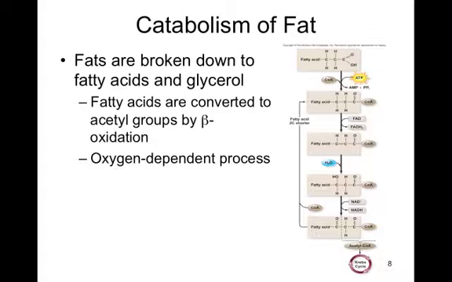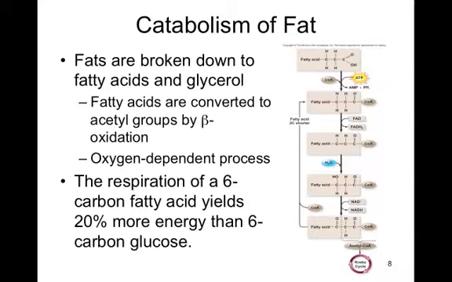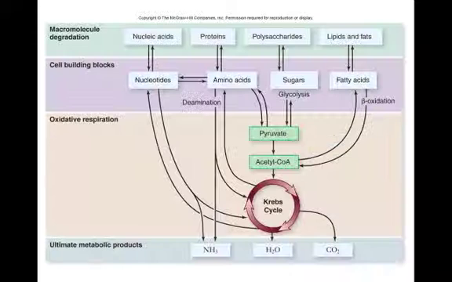Fat is broken down into fatty acids and glycerol. Those fatty acids are going to be converted into 2-carbon acetyl groups. Basically, we chop off the carbons 2 at a time in a process called beta oxidation. This is an oxygen-dependent process, and thus fats have to be burned in the presence of oxygen. That'll explain why only aerobic metabolism will burn fats. The respiration of a 6-carbon fatty acid yields 20% more energy than a 6-carbon glucose molecule. This is why fats are such a rich fuel storage supply.